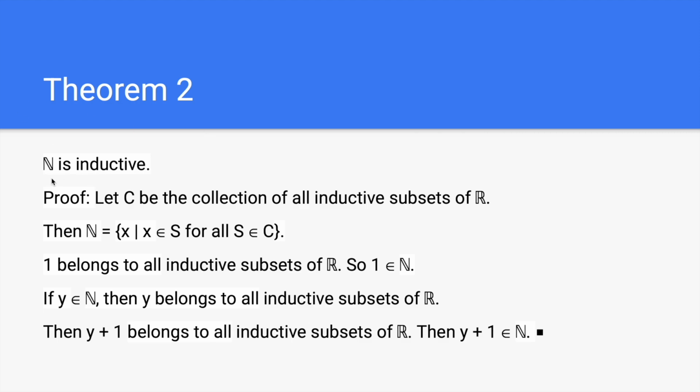Theorem 2. N is inductive. Proof: let C be the collection of all inductive subsets of R. Then N is equal to the set of all x such that x belongs to S for all S belonging to C. 1 belongs to all inductive subsets of R, so 1 belongs to N. If y belongs to N, then y belongs to all inductive subsets of R. Then y plus 1 belongs to all inductive subsets of R. Then y plus 1 is a natural number.